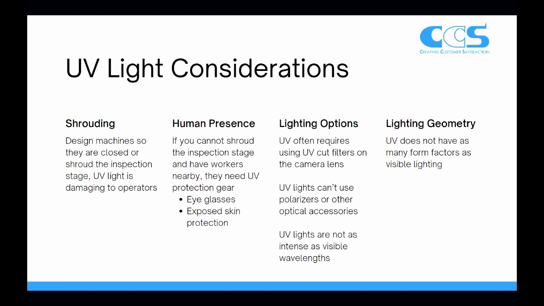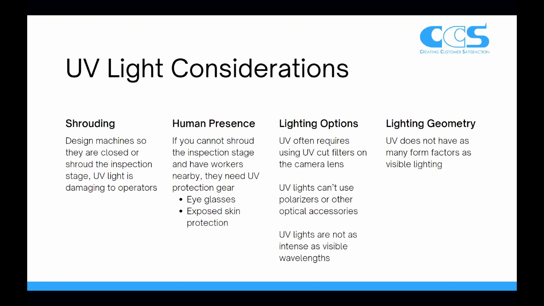First, you should shroud the machine. Try designing the machine so it's closed. Put a shrouding around the inspection stage because, as I said, UV light can be damaging to operators. If you cannot fully shroud the machine and close it off, then any operator standing nearby needs to have proper PPE. You need to have eye protection and exposed skin protection at all times that the light is on.